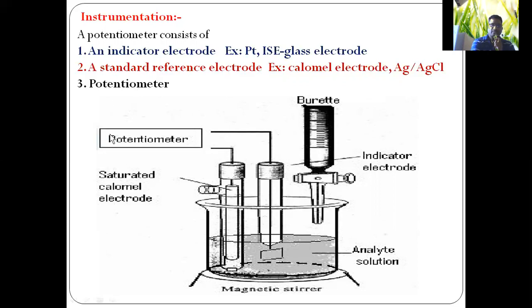Then this is the potentiometer. These two electrodes are connected by a potentiometer, and titrant is, like in the titration of FAS versus potassium dichromate solution, potassium dichromate solution is taken in a burette, that is as titrant. So this is titrant. So this is the instrumentation setup for the potentiometry.